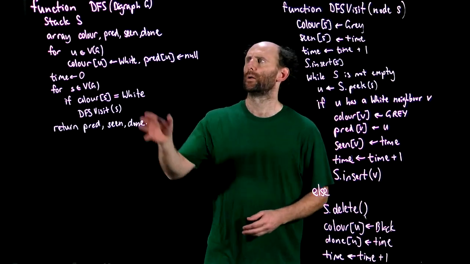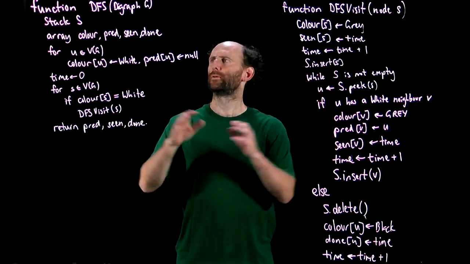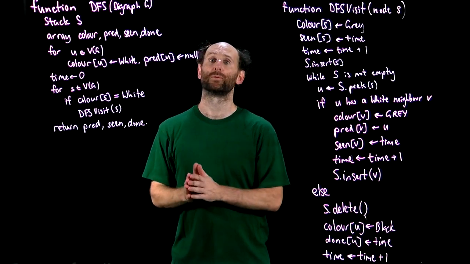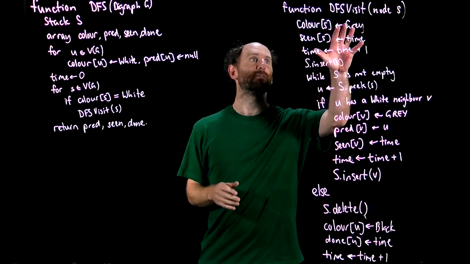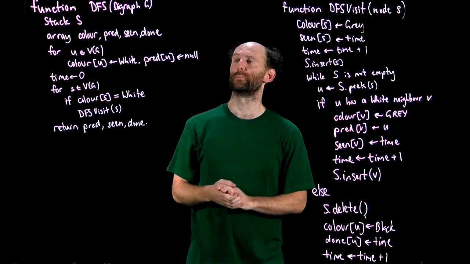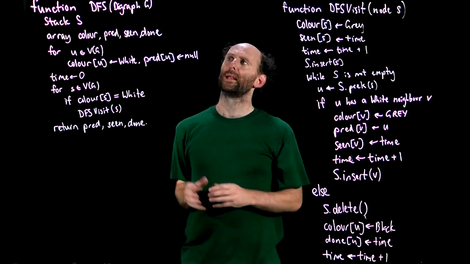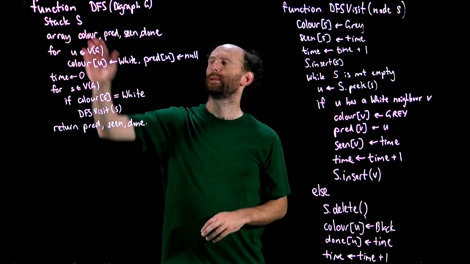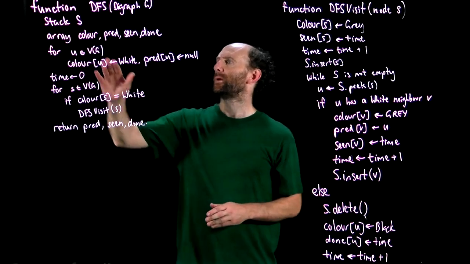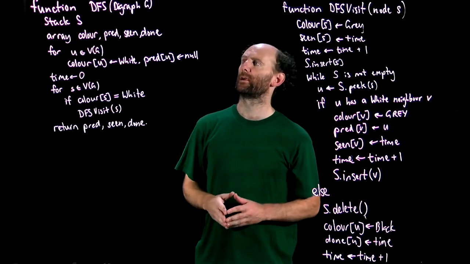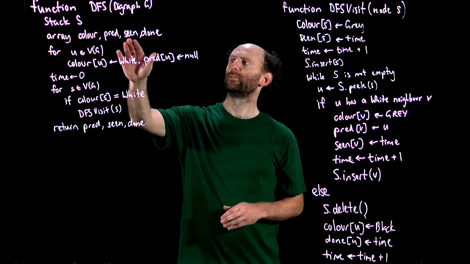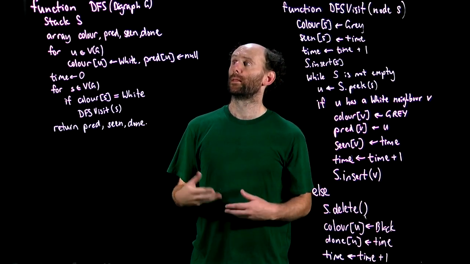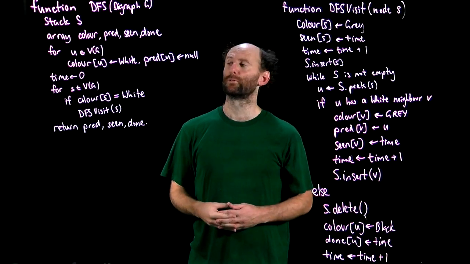So here's the code for DFS. Again, we split it up into 2 routines. Here's DFS, which is the equivalent of what we called traverse before, and here's DFS visit, which is what we simply called visit before. DFS again takes a graph G. Here we've got a bit more set up this time. We set up a stack S. We set up the colour and predecessor arrays as before, but we also set up these new arrays seen and done, and they'll record the times of events as we go through the algorithm.